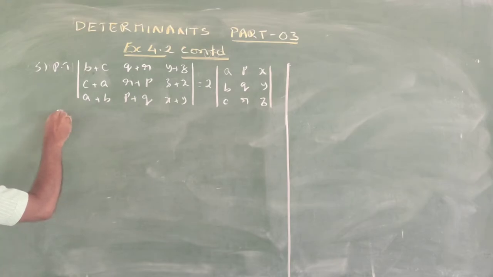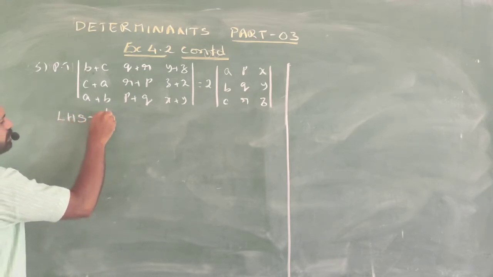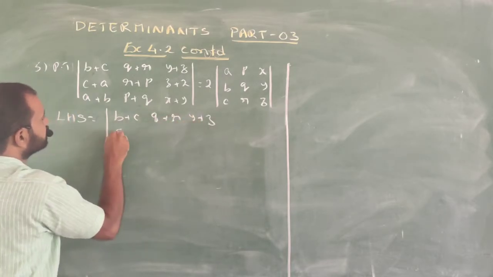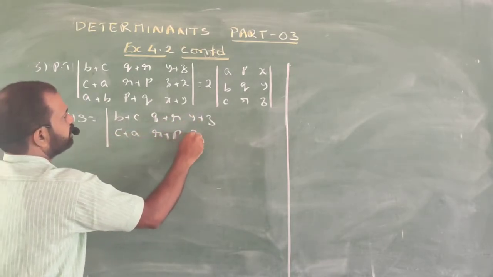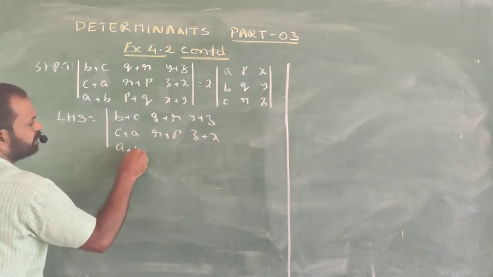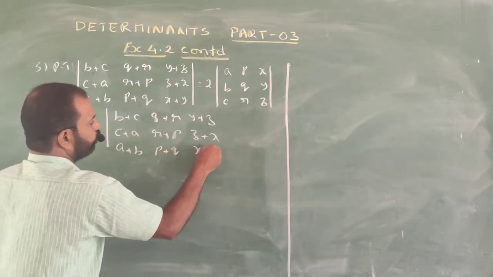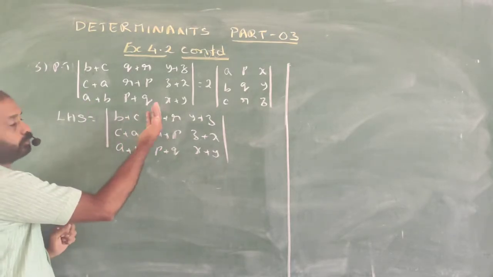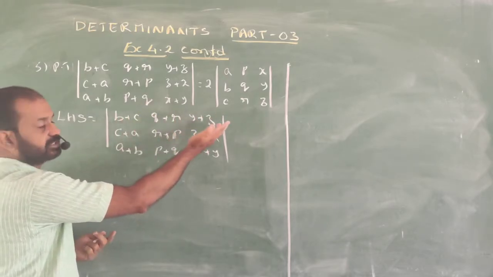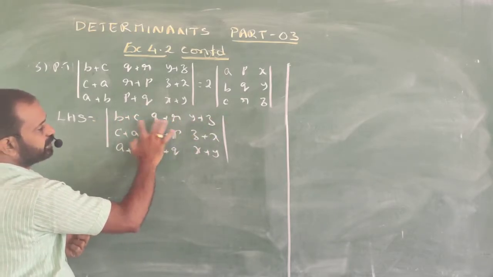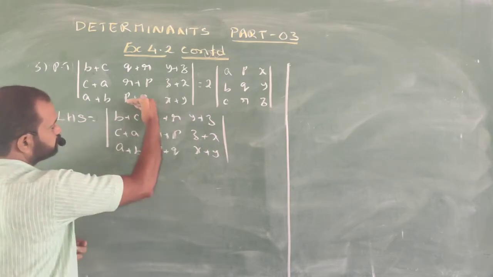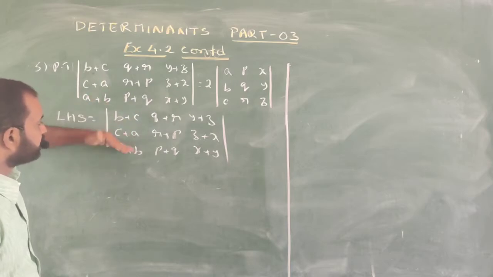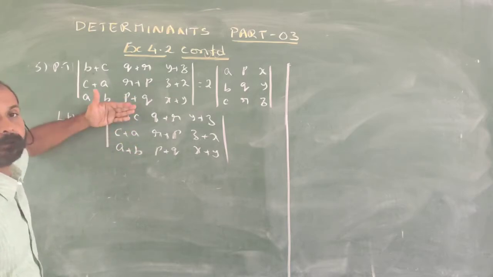Now, consider the LHS. LHS is equal to the determinant b plus c, q plus r, y plus z, c plus a, r plus b, z plus x, a plus b, p plus q, x plus y. When you see this problem, you cannot do any column operations because these variables are different. But row wise, this is b plus c, c plus a, a plus b, so I can do the row operations.